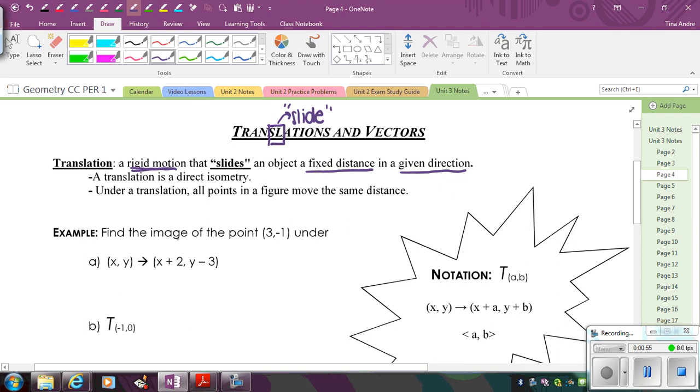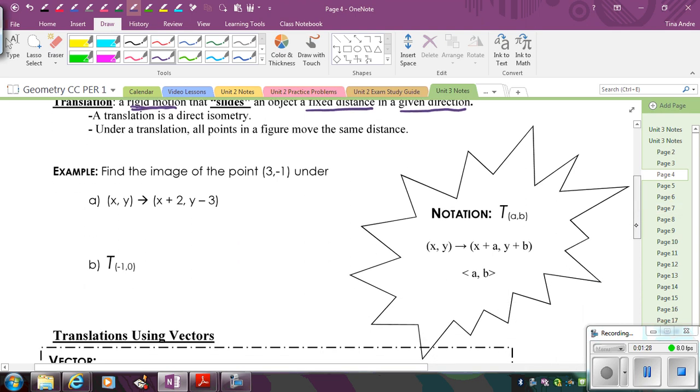A translation is also called a direct isometry, which means, again, isometry, it'll stay congruent, same shape, same size when you do a translation. Direct means that the orientation will stay the same. And under translation, all points will move the same distance because the distance is fixed among all of the points. So if you translate a triangle, that distance between the original and the new one will always be the same, between the pre-image and image points.